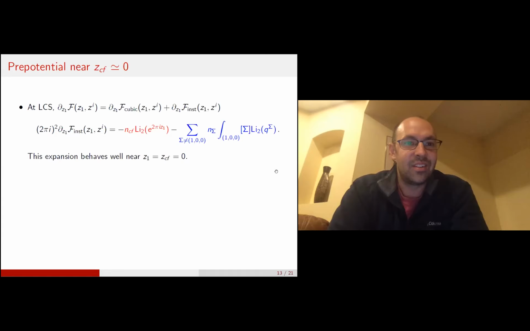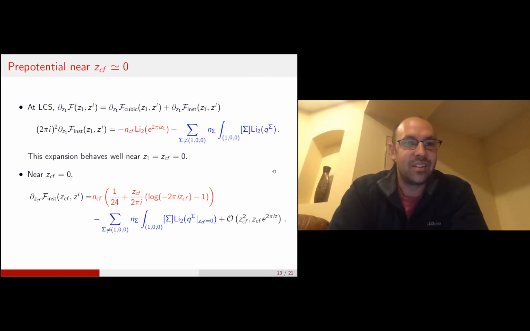Excuse me. And let us stare at this formula for a bit. Then you can possibly convince yourself that this expansion, the LCS expansion, is well behaved near z1 equals 0. Given that fact, what you can do is use some resummation formula to expand the instanton prepotential near z1 equals 0. There is a very nice formula, the so-called Euler reflection formula, so let me just use it.